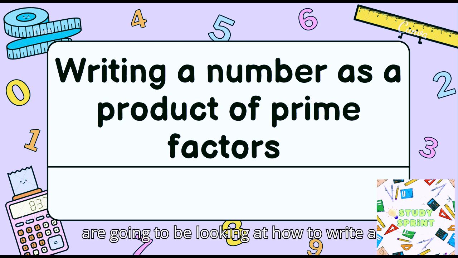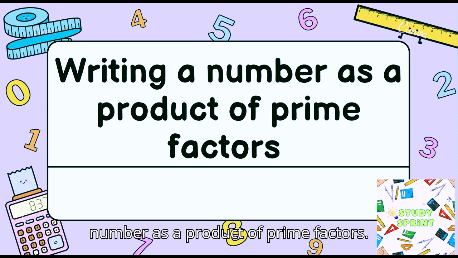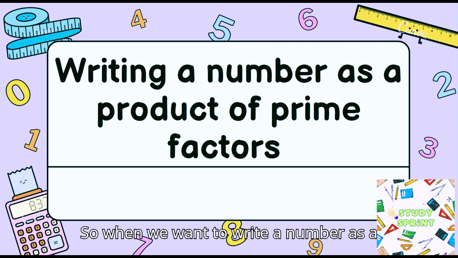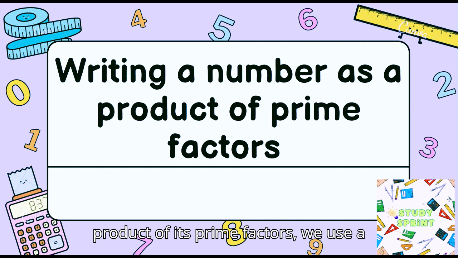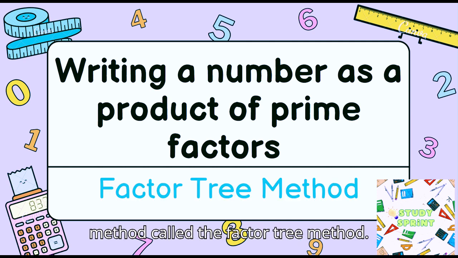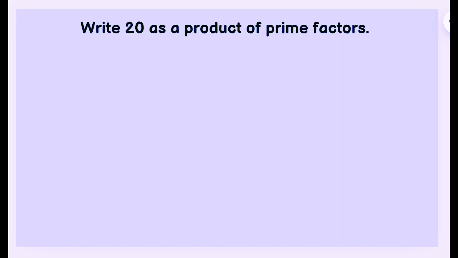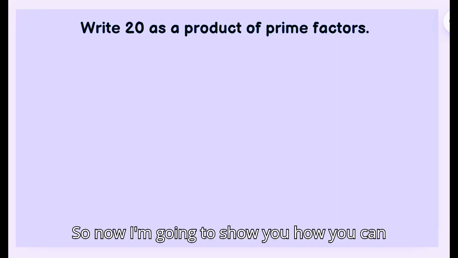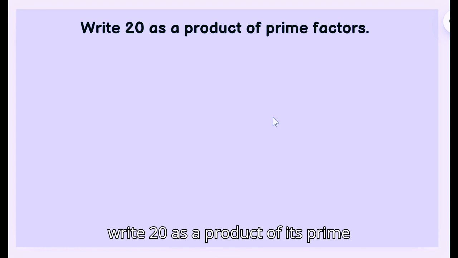Today we are going to be looking at how to write a number as a product of prime factors. So when we want to write a number as a product of its prime factors, we use a method called the factor tree method. So now I'm going to show you how you can write 20 as a product of its prime factors.